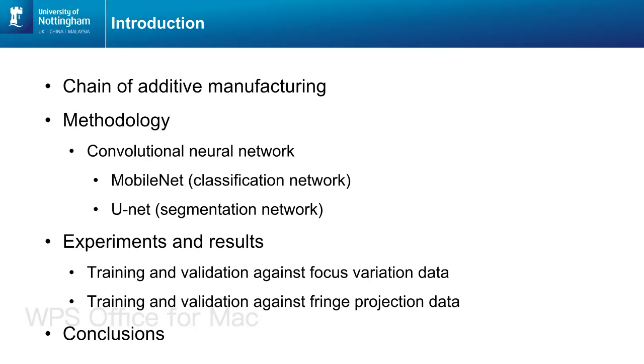The other one is based on a UNet. Being different from classification network, it is capable of segmenting all of the pixels in image into different categories so that the morphology of defects in the image can be identified pixel-wise. Then it comes the experiment and the result in terms of defect recognition against various metrology data sources. At the end of this video, a short summary will be presented to conclude the study.